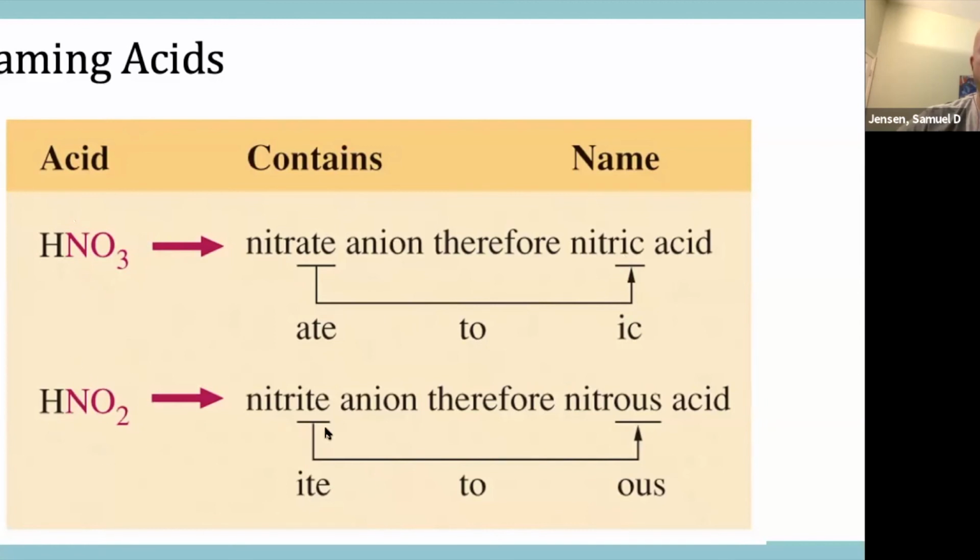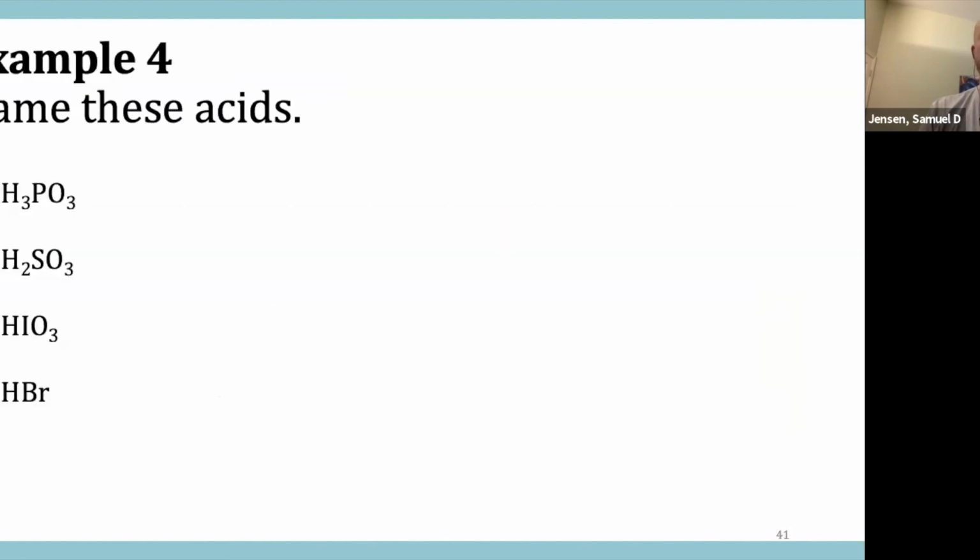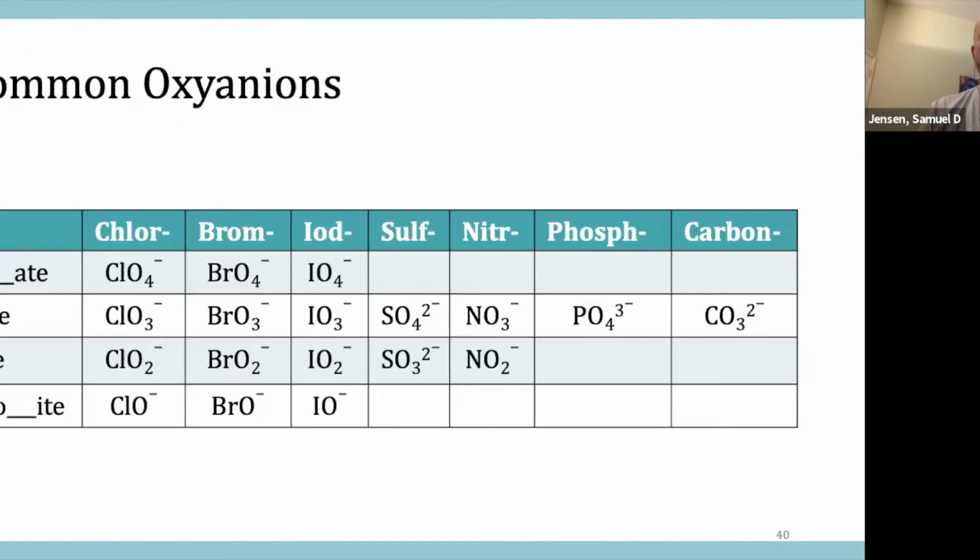Okay. NO2 is nitrite. So any polyatomic ion with an ITE ending, starting with H as an acid, ITE becomes OUS. So it becomes nitrous acid. We'll come back to this chart later. So this is really just looking at other polyatomic ions in the same family.